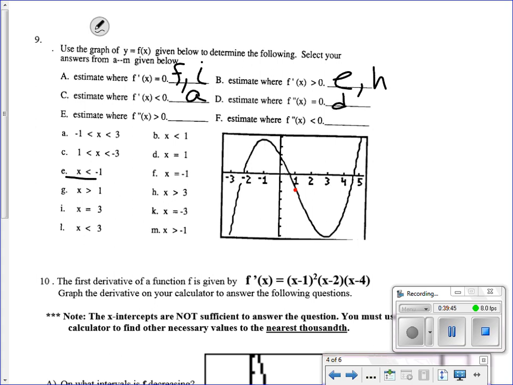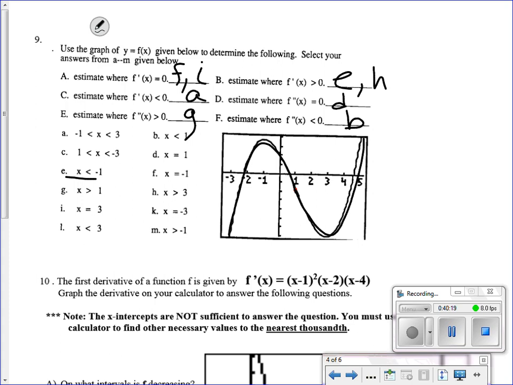Okay, estimate where the second derivative is positive. Well, with that established, now we can say the second derivative is positive when the function's concave up, so that would be from 1 to infinity, or x is greater than 1. So that would be G. Estimate where the second derivative is negative. That's where your graph is concave down. So that would be from negative infinity to 1, or x is less than 1. And that would be B.